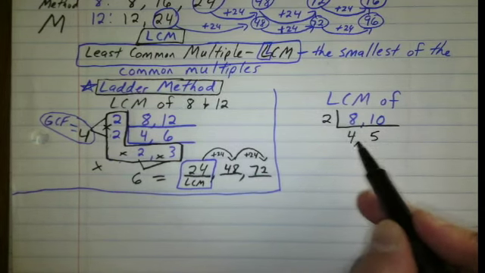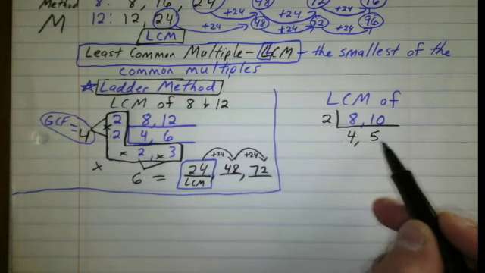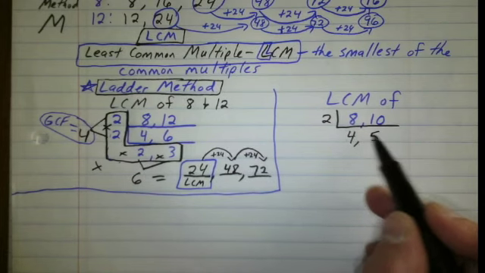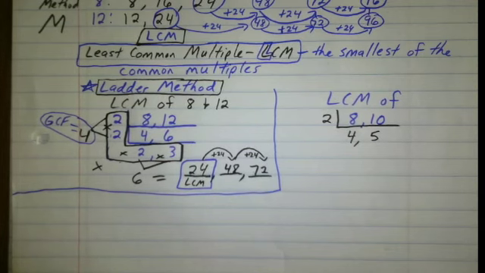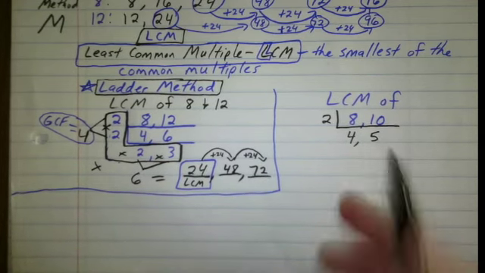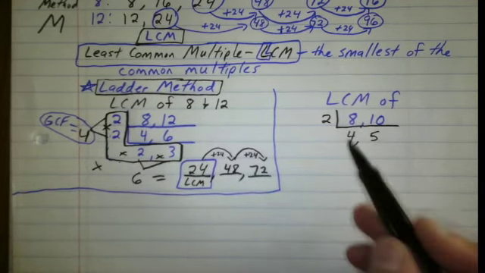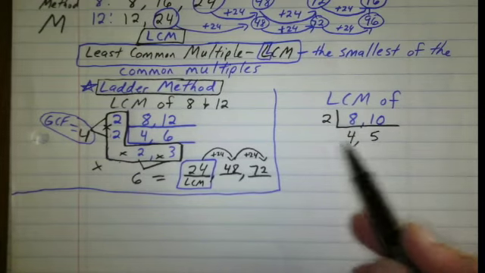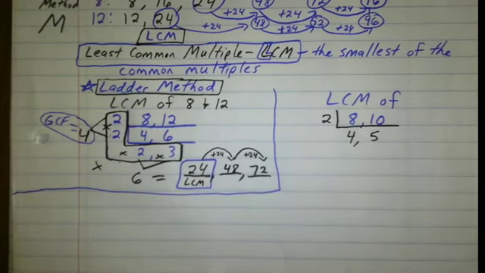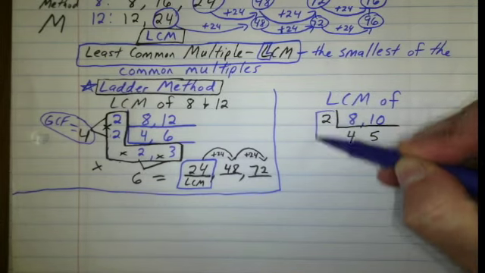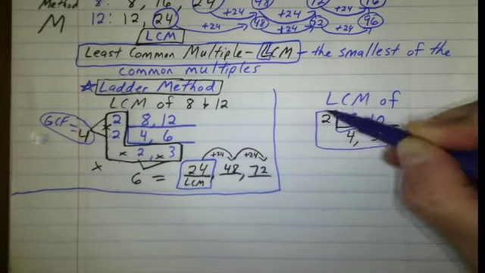4 and 5, like if I were thinking of a number line, they're right next to each other, which means they're only one number apart. They're not going to have anything in common to divide by to make them smaller. So I can't make another rung on the ladder. Nothing would go into them to make it any smaller. So for the LCM, I have to multiply the entire L.